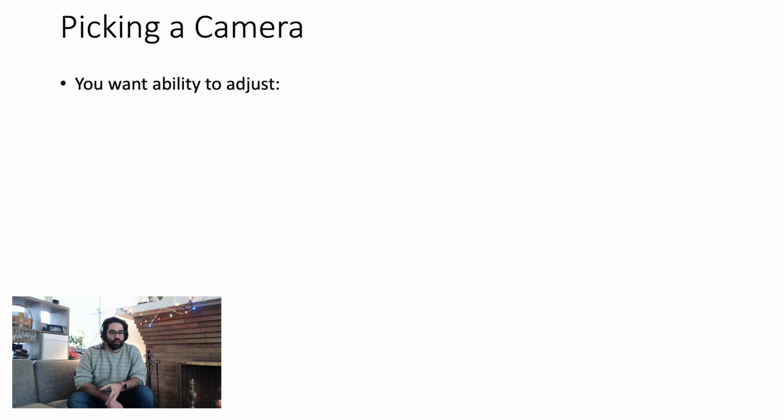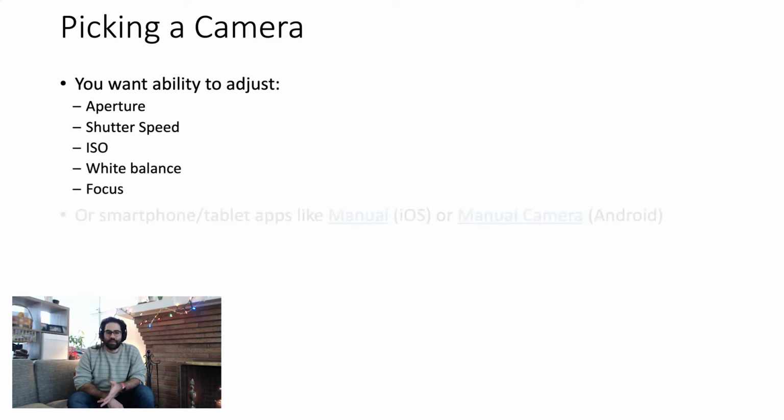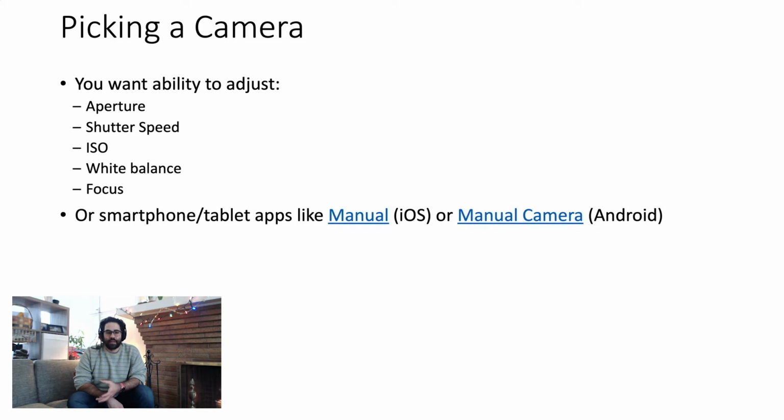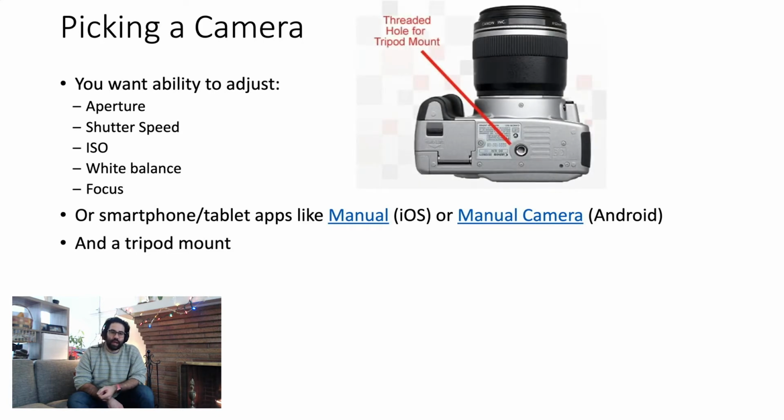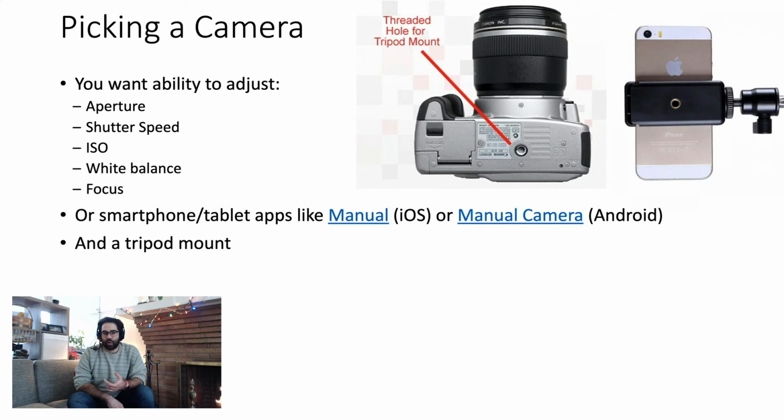Regardless of the type of camera you choose, you can still get good results as long as you have the ability to adjust these properties: aperture, shutter speed, ISO, white balance, and focus. Apps for smartphones and tablets can also give you control over these settings. You'll also want a tripod mount. Some are built into the camera body, like this DSLR camera. Other times you'll need separate hardware, like this spring-loaded smartphone clip.